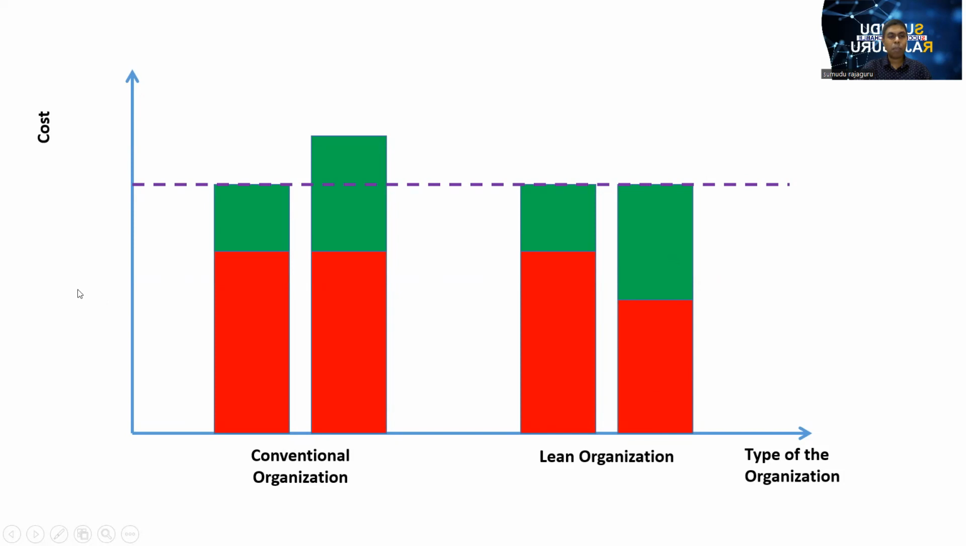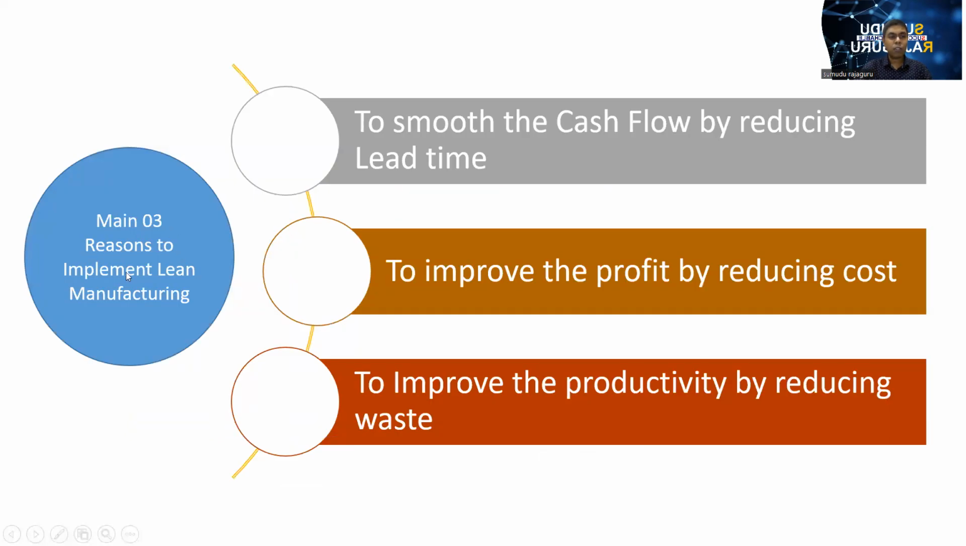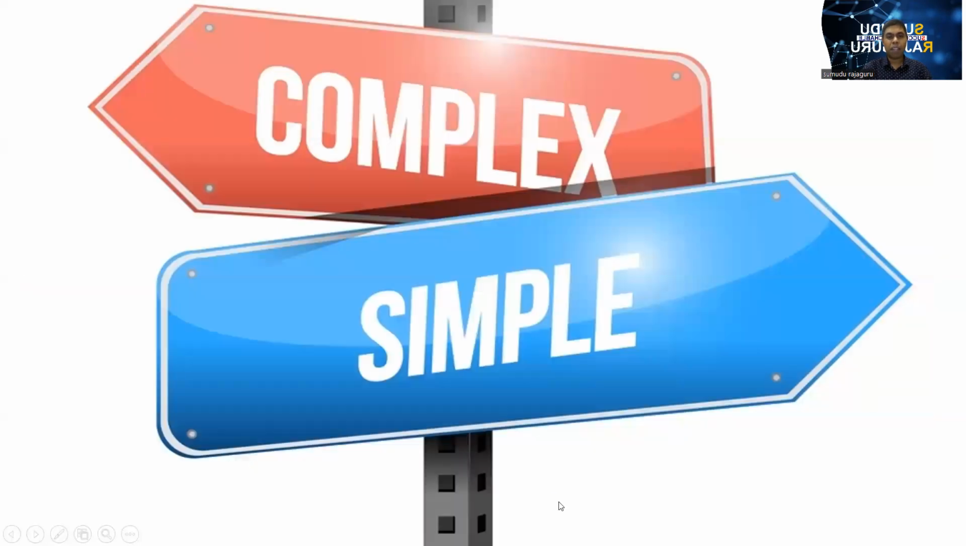That's the way. Because of that, there are three main reasons to implement lean manufacturing related concepts to optimize the process. Our expectation is to smooth the cash flow by reducing lead time, to improve the profit by reducing cost, and to improve the productivity by reducing waste. When we talk about process optimization, as I discussed previously, there are very complex methodologies and also some simple methodologies. Today my expectation is to address these simple methodologies.